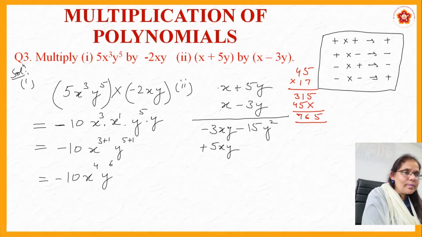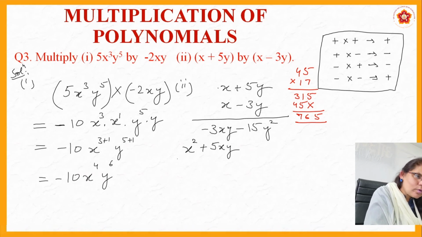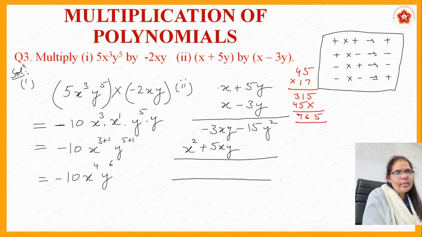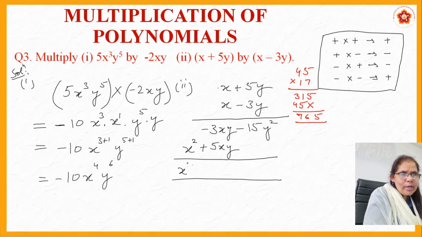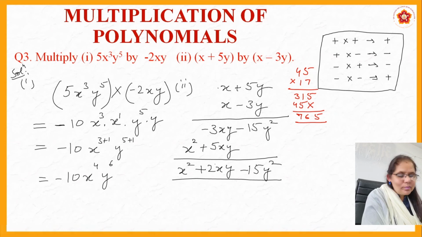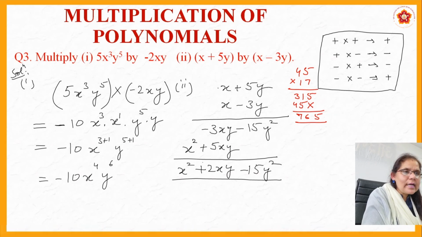Then x is to be multiplied by x. X into x is x square. So there is no term of x square here. So I'll write it here, and the sign with x square prefix to that would be plus only. So I can just leave it as it is. So what do I get? X square. These are like terms. Plus 5 minus 3 is plus 2xy minus 15y square. I hope it is clear. We'll do practice more questions to understand it better.